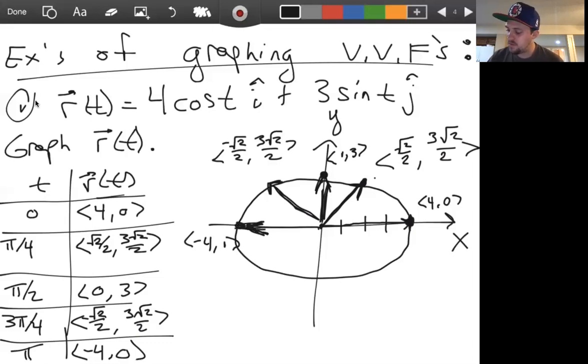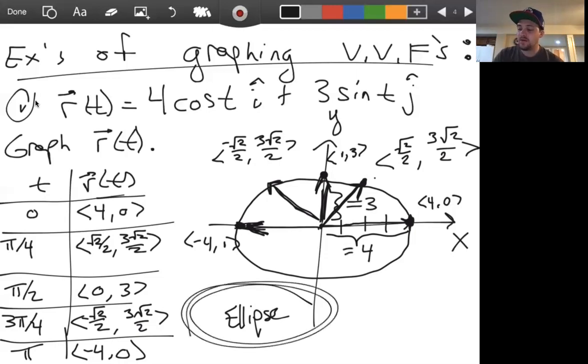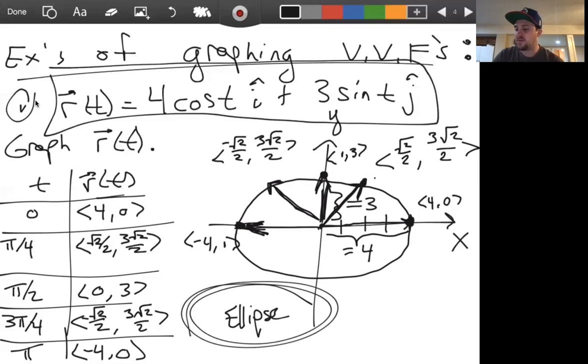So this represents an ellipse where the semi-major axis is 4 and the semi-minor axis is 3, meaning the horizontal axis is 4 and the vertical axis is 3. And so this is one way we can understand vector valued functions. Notice in the x component, the coefficient was 4, and in the y component, the coefficient was 3. That tells us it's an ellipse with horizontal radius 4 and vertical radius 3.